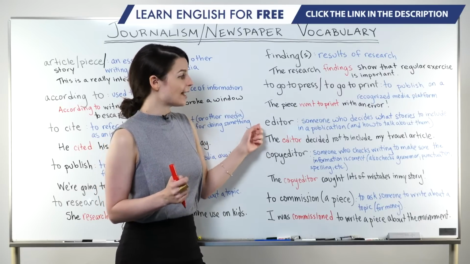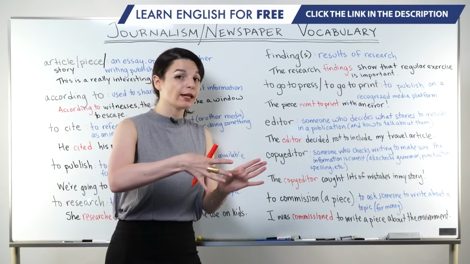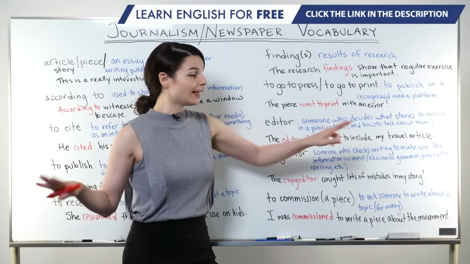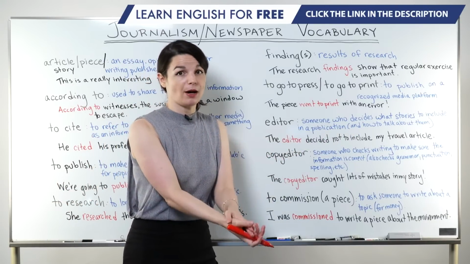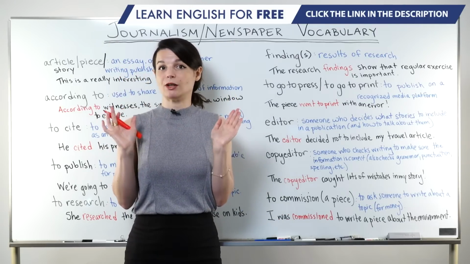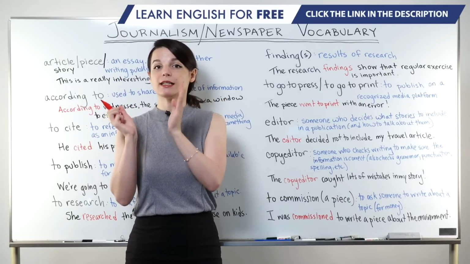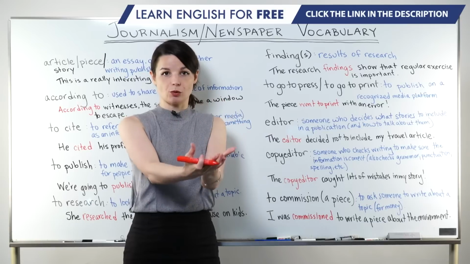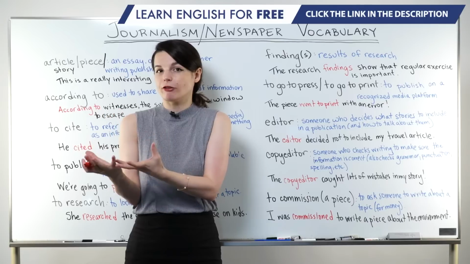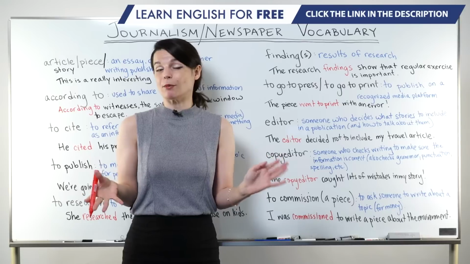So the first one is editor. An editor is someone who decides what stories to include in a publication, and therefore what stories not to include in a publication. And the editor decides how to talk about those stories. So that means that every major publication, like every major magazine, every major newspaper, has an editor. The editor is making decisions about how to share stories. So this is a key role because it determines the feel and it determines kind of the opinions that are generally presented by that publication.